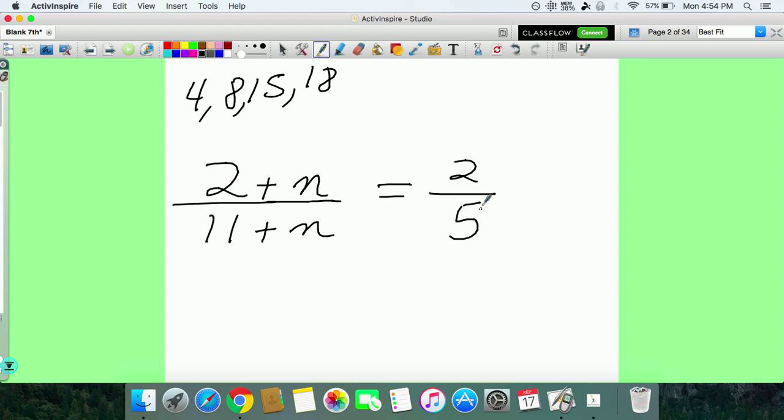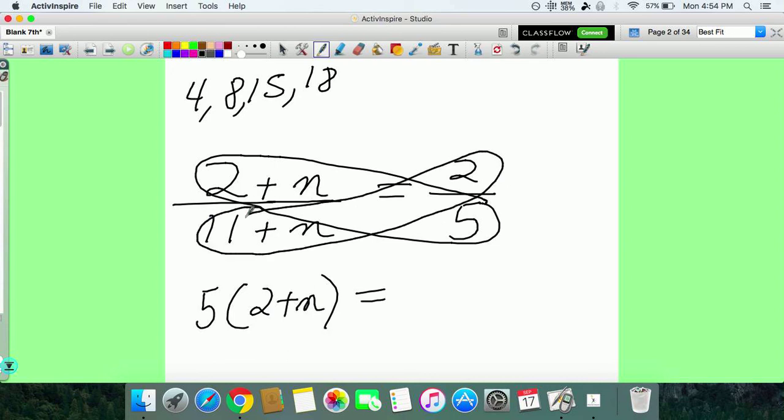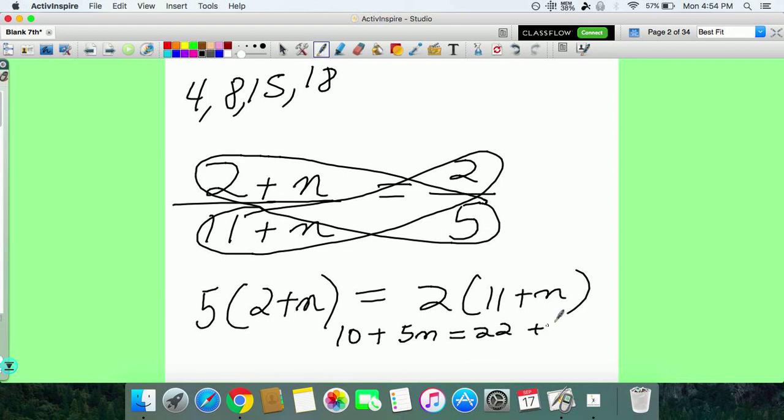So if we cross multiply, I'm going to multiply 5 and, in parentheses, 2 plus n. And on this side, I'm going to multiply 2 times, in parentheses, 11 plus n, because this is one single term. Apply order of operations: 5 times 2 is 10, 5 times n is 5n. On this side, 2 times 11 is 22, and 2 times n is 2n.